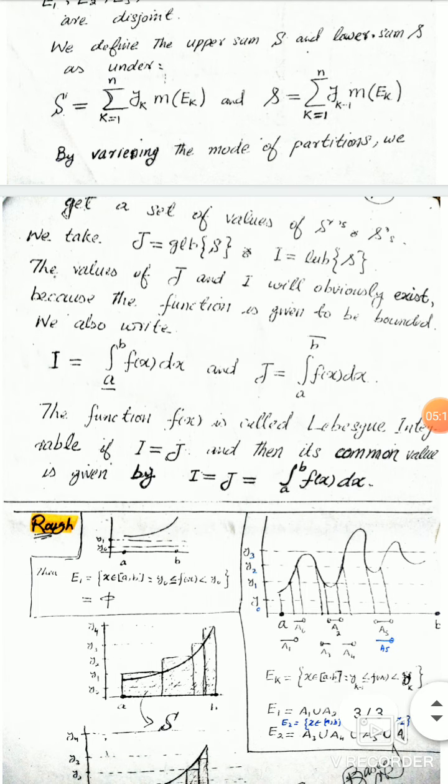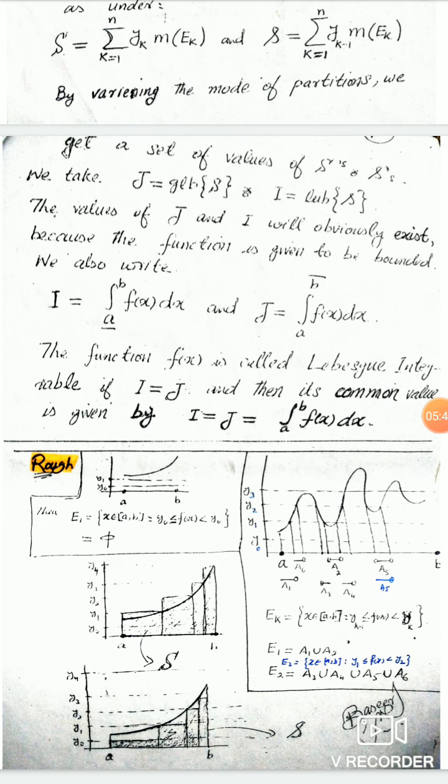By varying the mode of the partition, we get a set of values of capital S and small s. It means that we can change the mode of the partition, and we will get different capital S and different small s. We take capital J as the GLB of the upper sum capital S, and I as the LUB of the lower sum. I represents the LUB of the lower sum, and J represents the GLB of the upper sum.